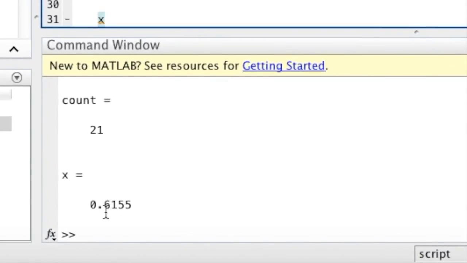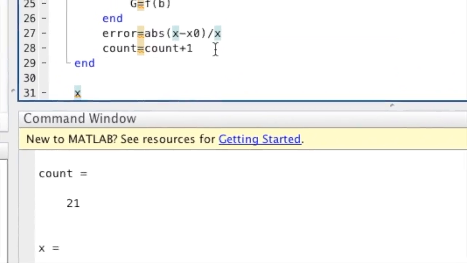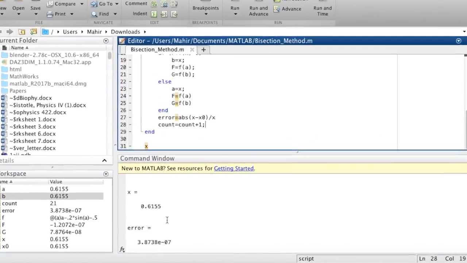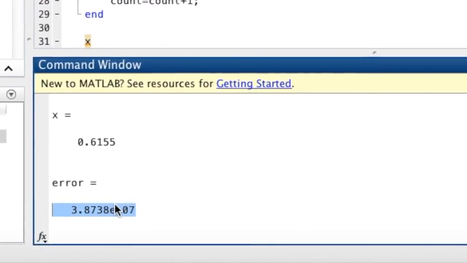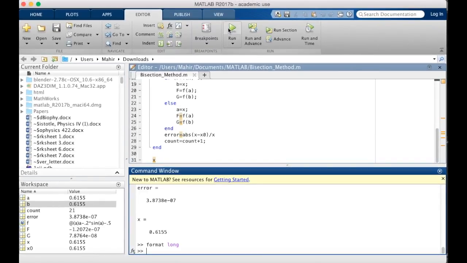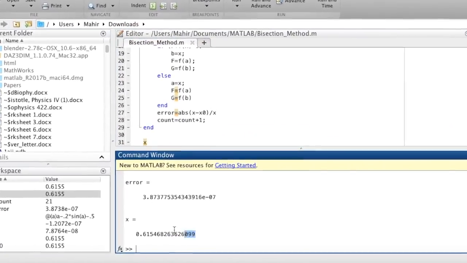And there you have it. It's 0.6155, and maybe we should semicolon that. All right, that's our error. This is our answer, our root. Okay, let's look at the long format. Okay, and there you go.